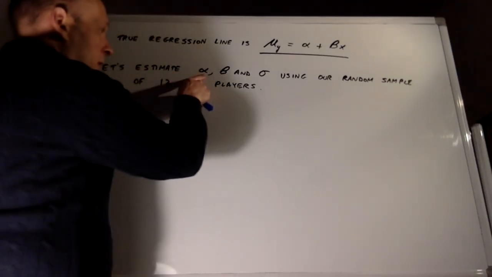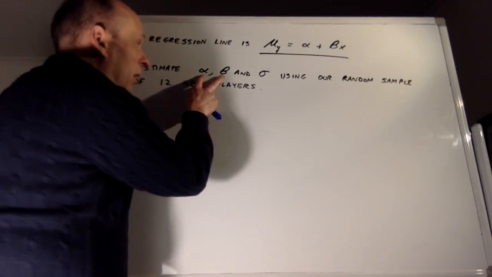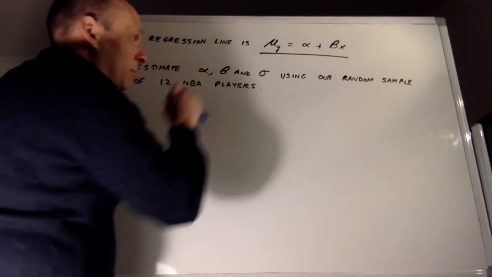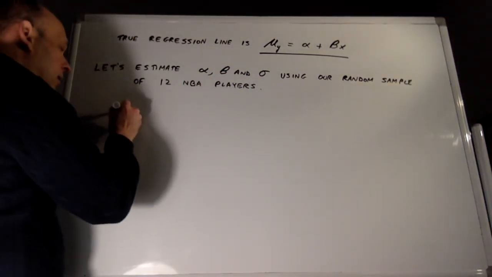Obviously, a is going to be our estimate for alpha. b will be our estimate for beta with our regression line. But remember, s is going to estimate sigma. So just to remind you how we calculated s, right?